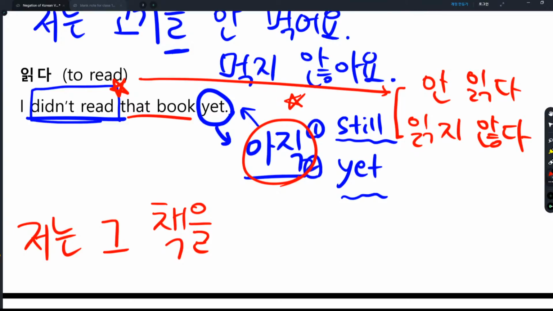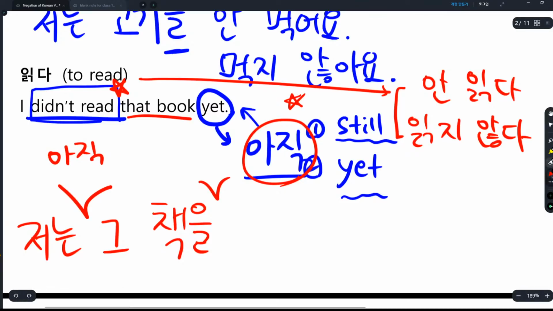If it's placed before a verb, that's considered fine. But normally it's put at the front part as much as possible. So you can put 아직 here, or you can put 아직 here. It really doesn't matter. So 저는 아직 그 책을, or 저는 그 책을 아직 and didn't read would be, you conjugate 안 읽다 in past tense.